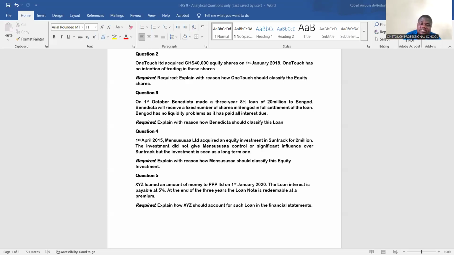So XYZ loaned an amount of money to PPP Limited on 1st January 2020. The loan interest is payable at 5%. At the end of the 3 years, the loan note is redeemable at a premium. How should XYZ recognize this transaction, or how should the asset be classified?